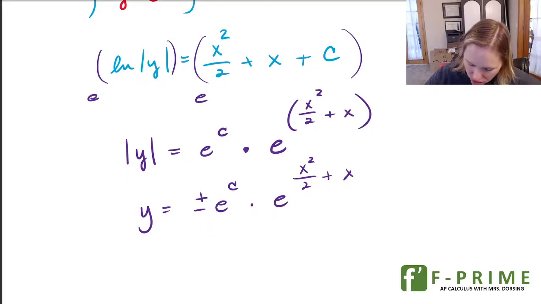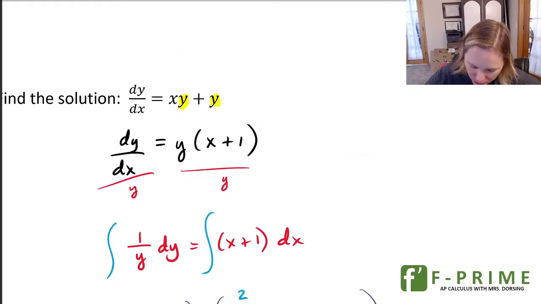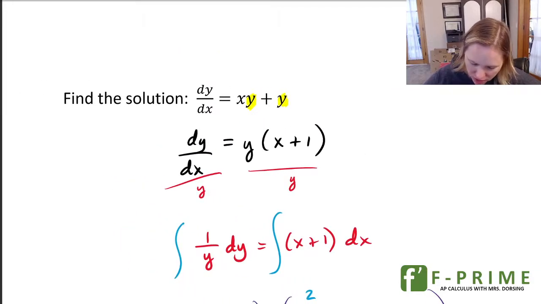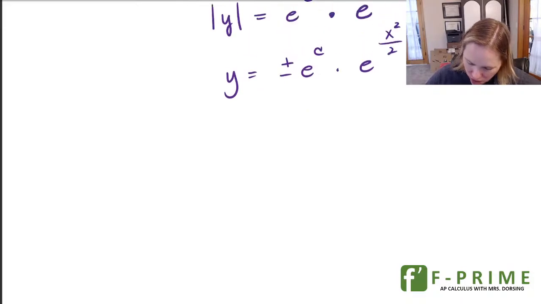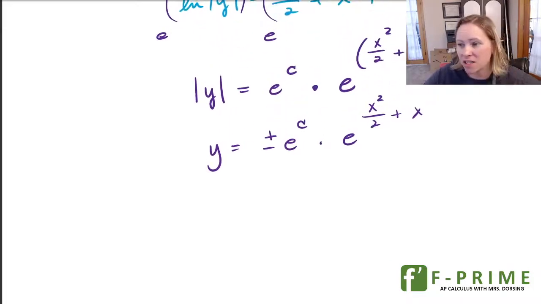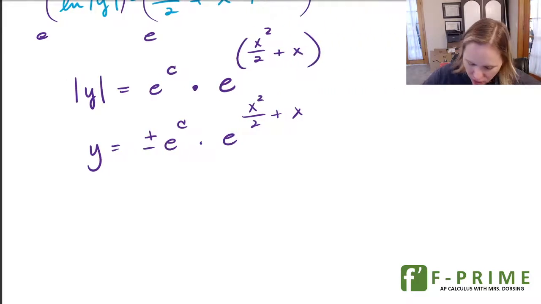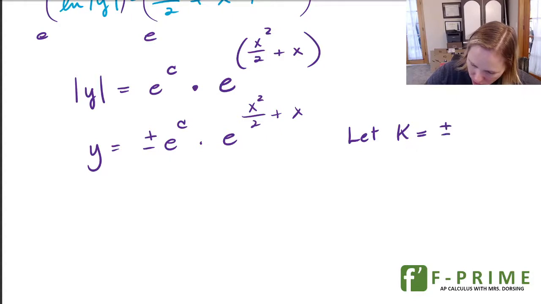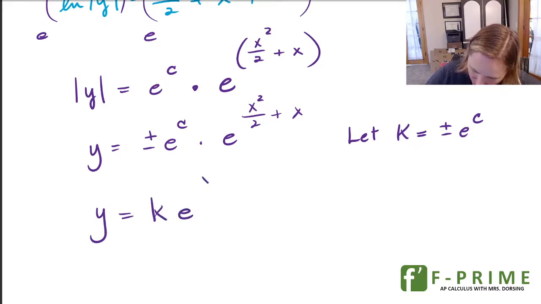But essentially, here's what we do. We go back up here and we say, well, did we have an initial value problem? And the answer was no. So we did not have an initial value problem here. We're not given anything about what c is, so we'll just go ahead and define it. In this case, I changed my mind. I will let k equal plus or minus e to the c, and I'm going to rewrite it as y equals k times e to the x squared over 2 plus x.